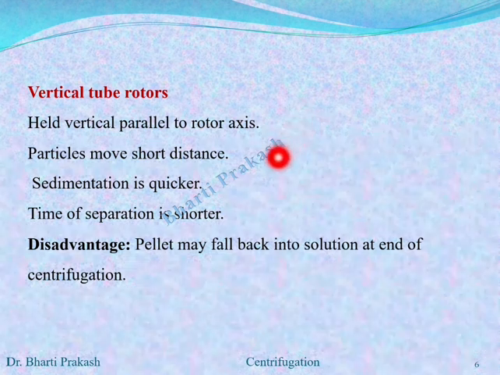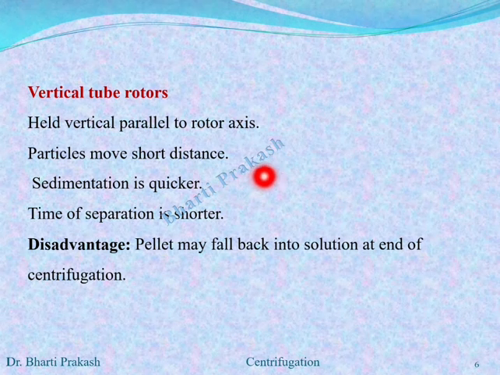The particles here have to move a short distance. The sedimentation in these rotors occurs across the diameter of the tube. The particles thus have to travel a shorter distance and the sedimentation is quicker. The time of separation is also shorter.